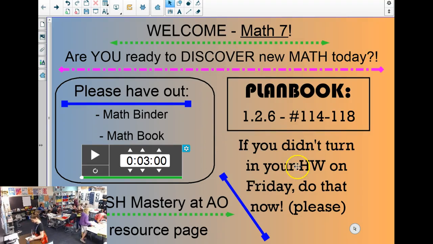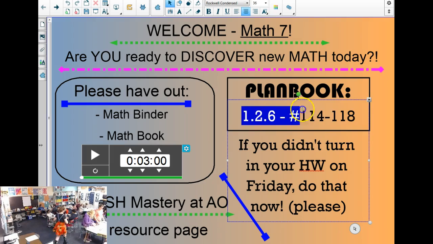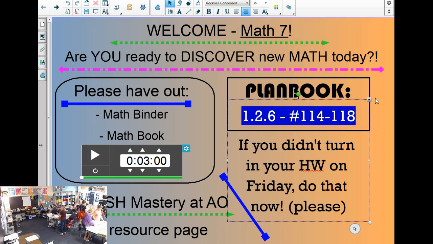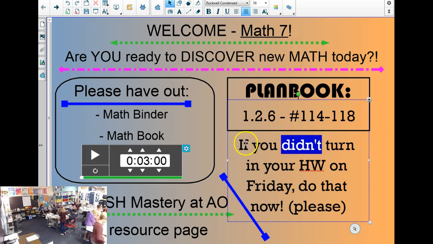Big numbers, not tiny ones. So, first things first, plan, book. Homework is the same as it was Friday. No surprise there because I told you guys that. But no empty boxes, so please make sure that you have that filled in. If you did not turn in your homework on Friday, please make sure that you do that today.